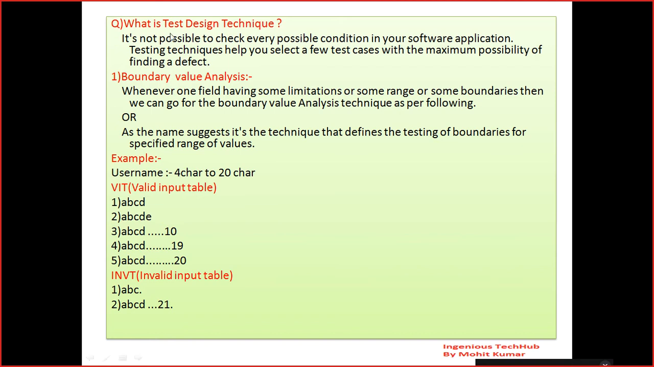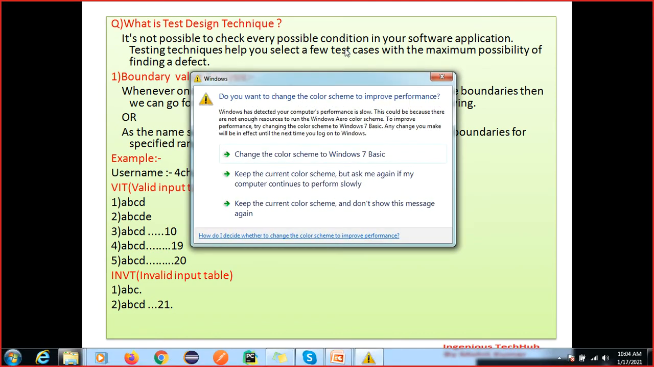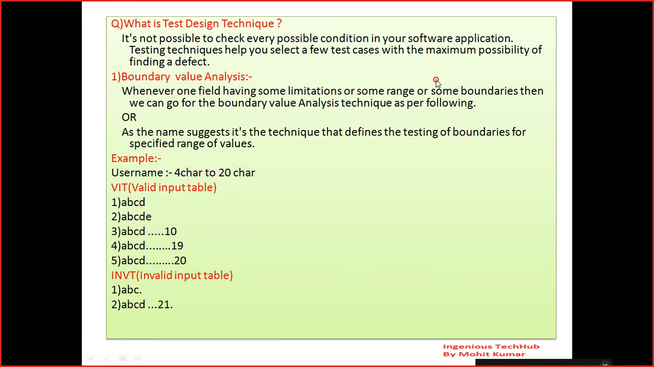It's not possible to check every possible condition in your software application, right? If someone asks you to test your application, we cannot test all the values. We have, like, 1 to 1 lakh data, and for 1 lakh data we cannot do the validation. So we can pick some random data as per the requirement and test it. Testing techniques help you select a few test cases with the maximum possibility of finding defects. So we have boundary value analysis.